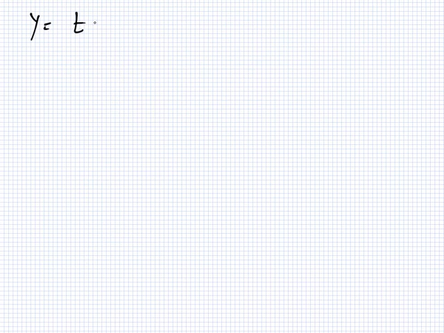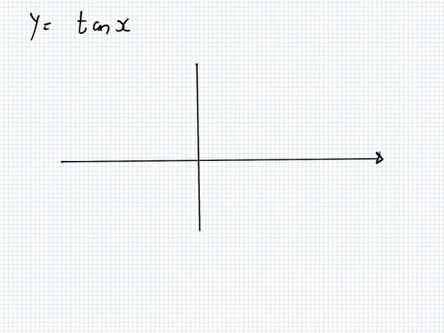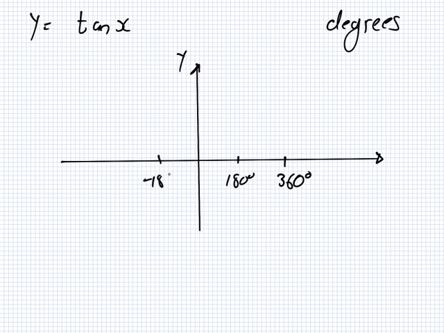So the graph for tan is, not tax, tan. The graph for tan is totally different to sine and cos. We'll use degrees again. So that's 180, 360, and that's minus 180, minus 360. The tan graph, this is 90, and this is 270, and this is 90, and this is 270.